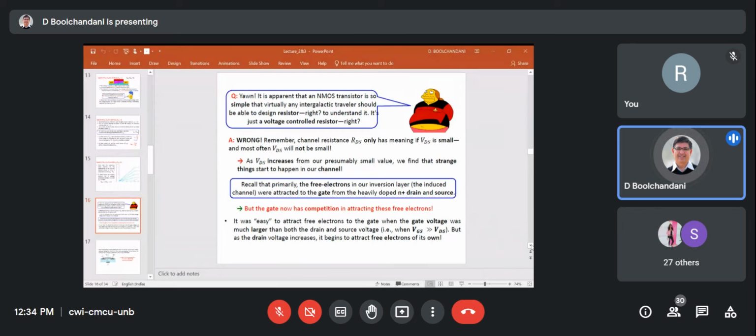So now what is going to happen? Initially, when this VDS was small, your gate to source voltage was able to increase the electrons and was able to change the conductivity. Now, after sufficient, that is when your drain to source voltage becomes greater, it attracts electrons of its own, right? And as a result, what we'll see is that current starts saturating.